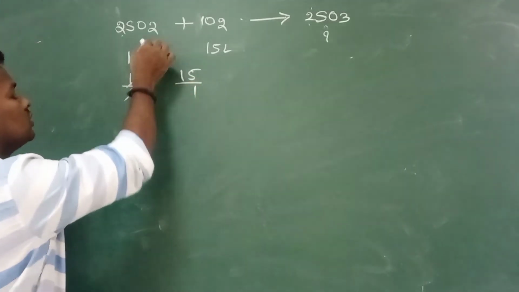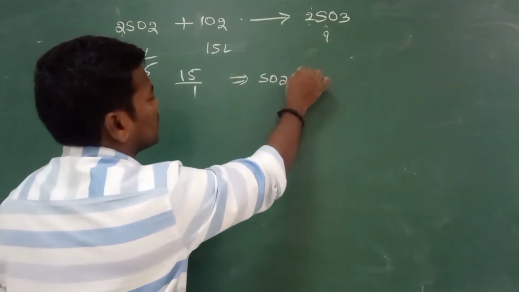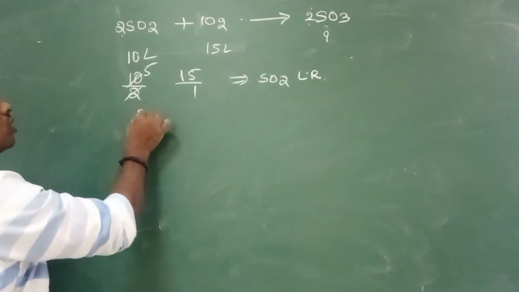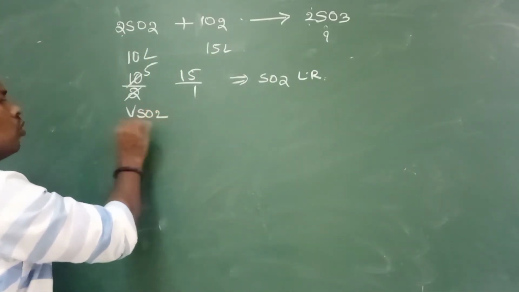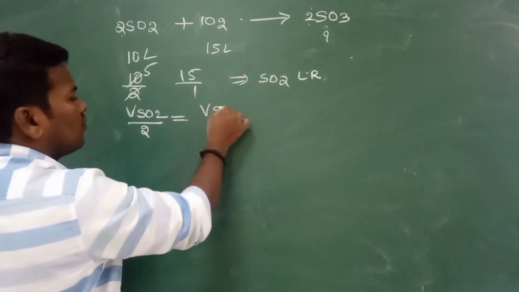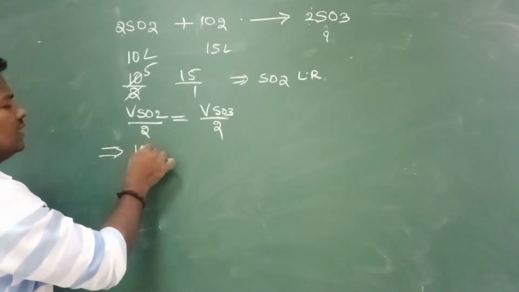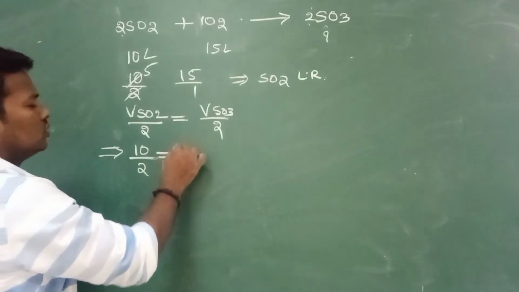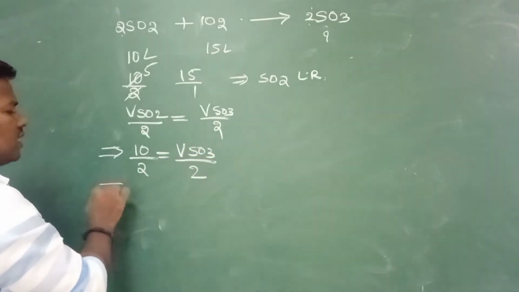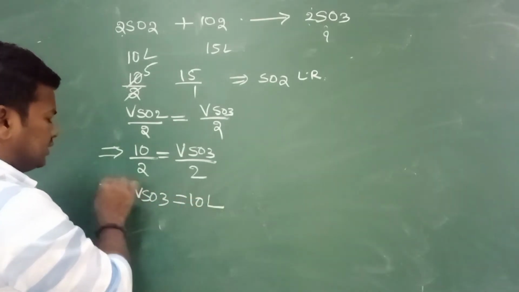So obviously SO2 is the limiting reagent. From this data we confirm that SO2 is the limiting reagent, so SO2 will control the reaction. So volume of SO2 upon the coefficient is equal to volume of SO3 upon the 2. Volume of SO2 we know is 10 liters, upon 2, is equal to volume of SO3 upon 2. So the 2s get cancelled, and the volume of SO3 is 10 liters.